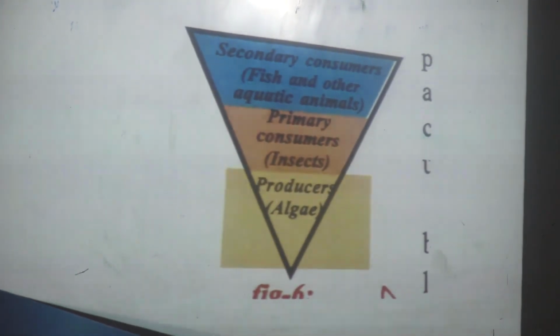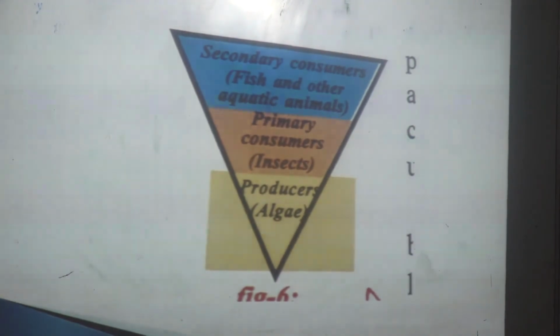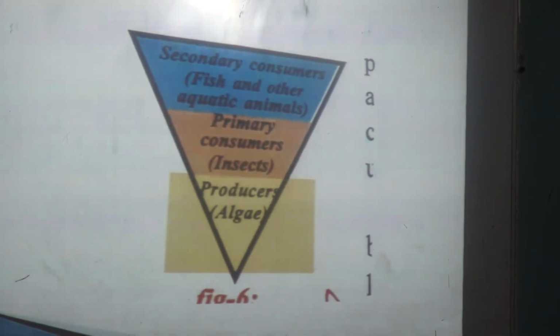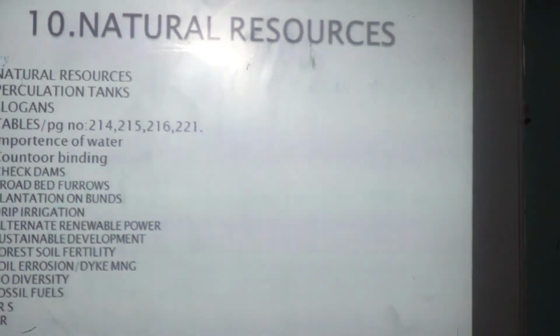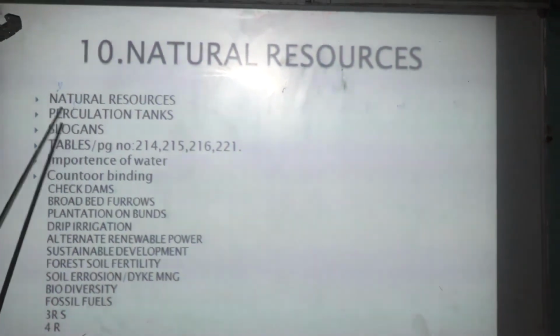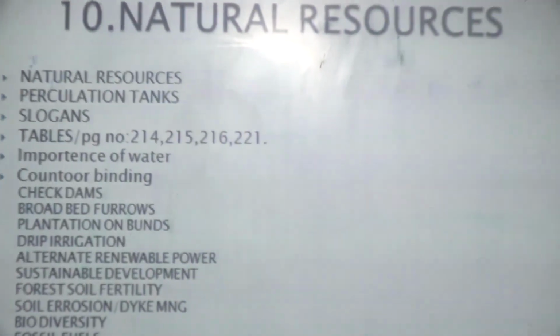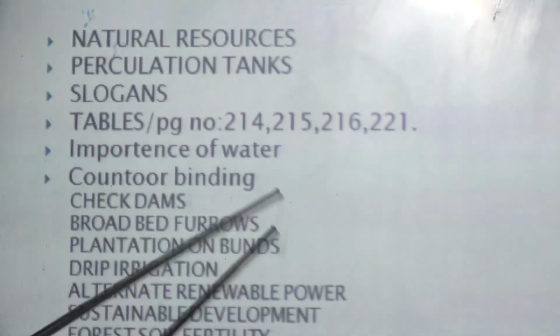So this is inverted. The pond ecosystem is special, the only one example, that is an inverted pyramid. Then last but not least, you have the natural resources. What are natural resources? Air, water, sand, all these things are natural resources.